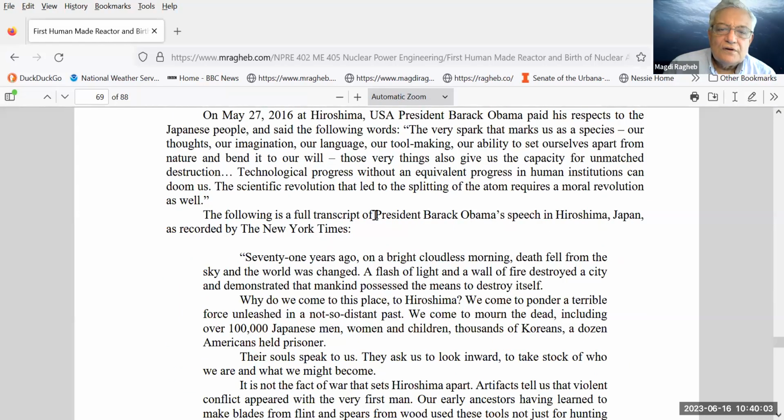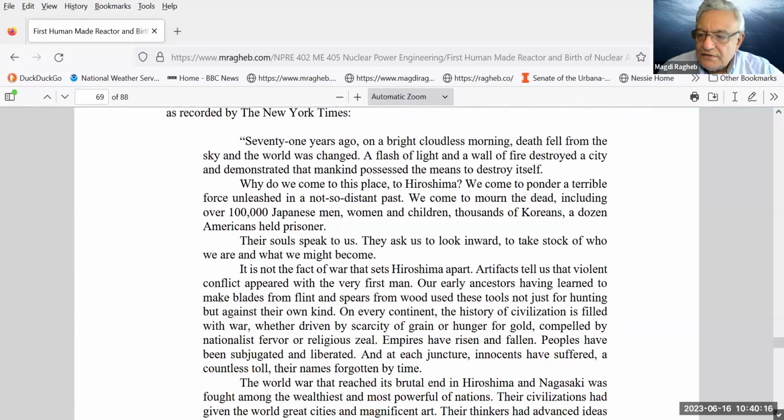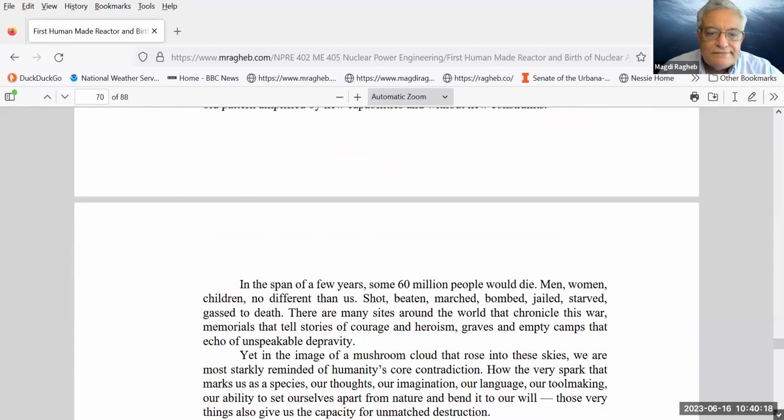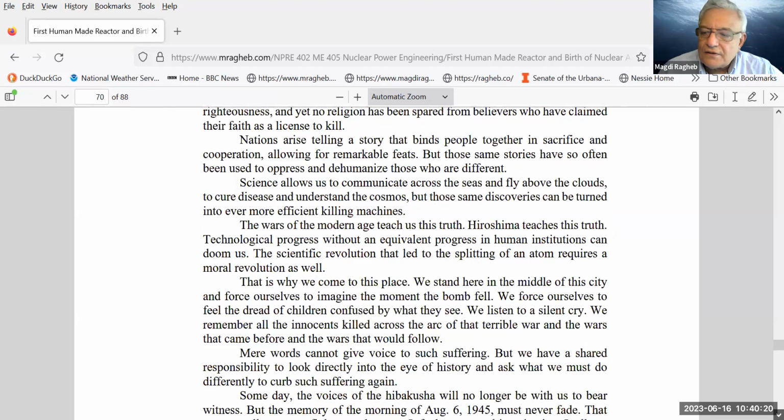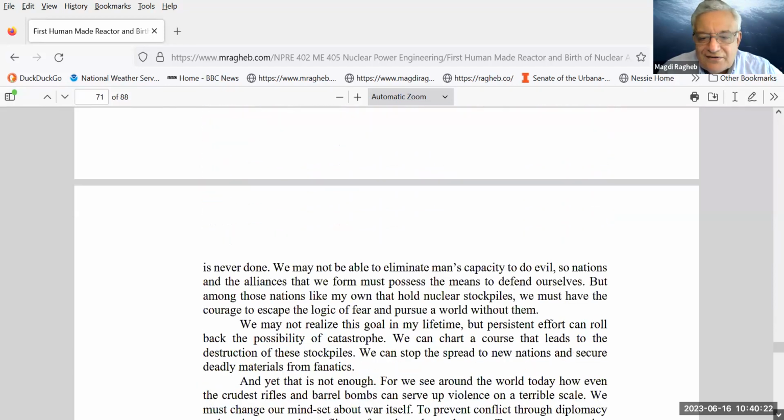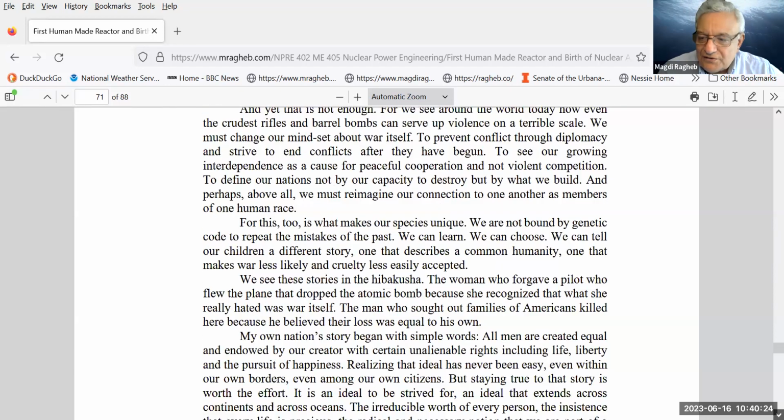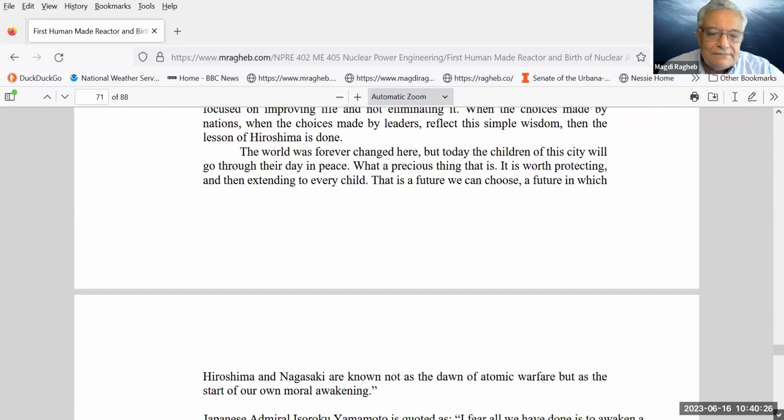This is a total transcript of President Barack Obama's speech in Hiroshima, according to the New York Times. It was a conciliatory kind of speech. Japan and the United States now are allies, and I hope that they would remain friendly for the rest of time.